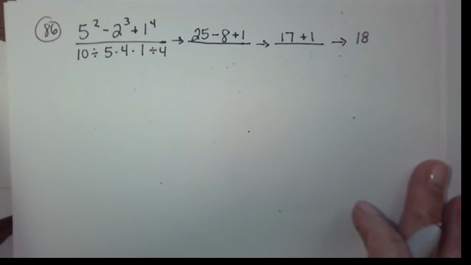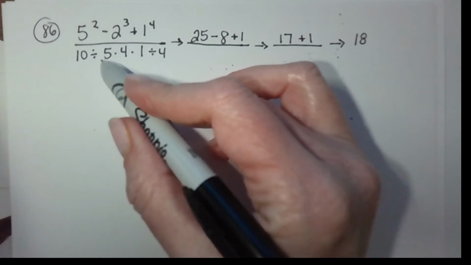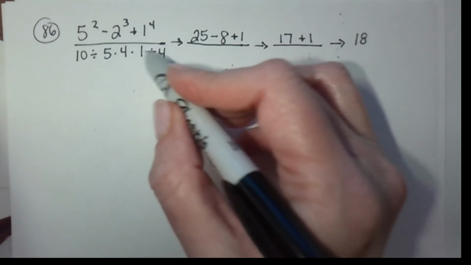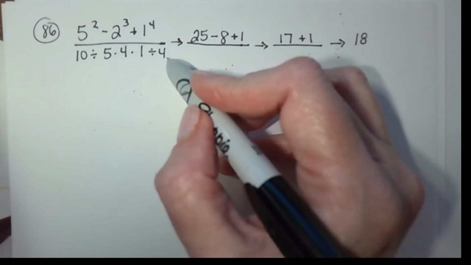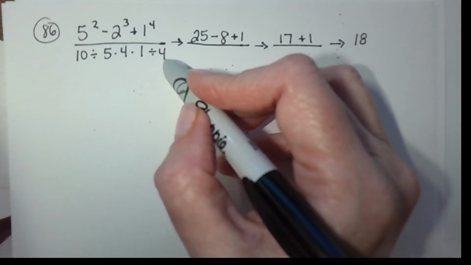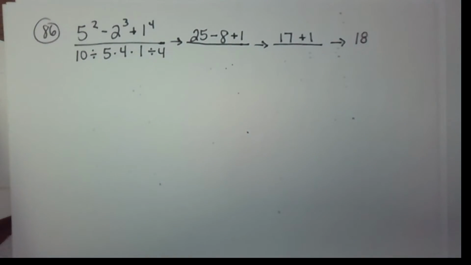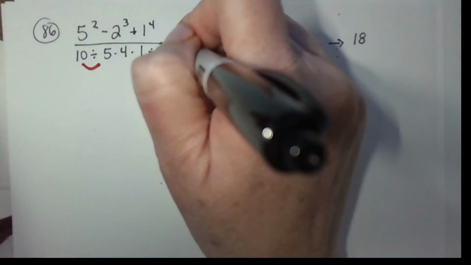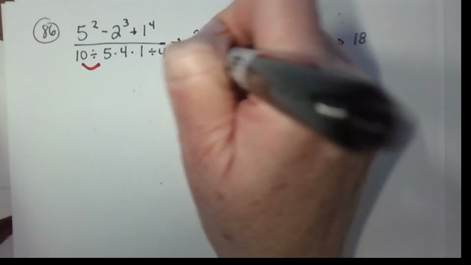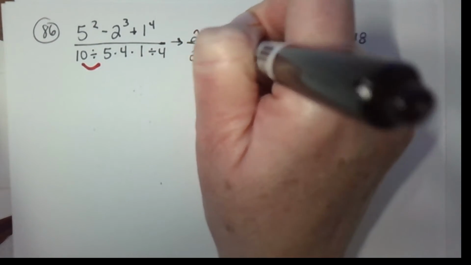Now let's go back to the bottom. Looking at the bottom, no parentheses, no exponents, so multiplication and division, which we have a lot of here, left to right. Left to right. So the first thing we're going to do is this 10 divided by 5. So that's going to be 2, and then I'm just going to write the rest of it like it is.